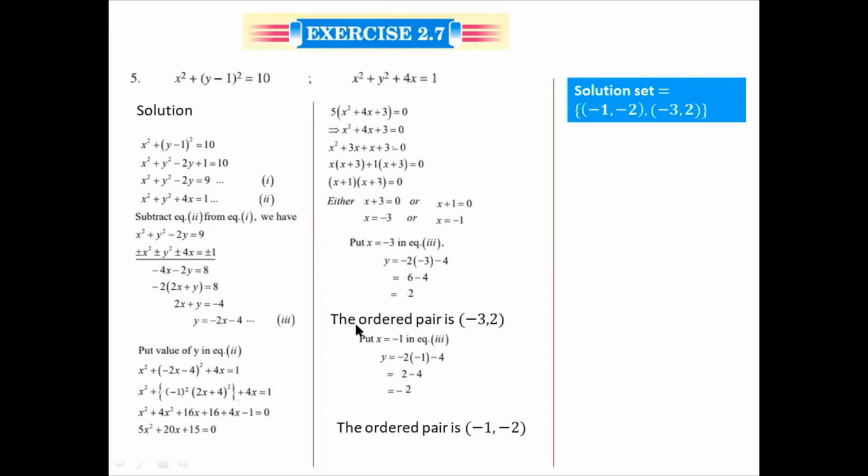So the first ordered pair is (-3, 2). Now we have another solution. Put x is equal to -1 in equation 3. We have y is equal to -2. So the second ordered pair is (-1, -2). So the solution set will be {(-1, -2), (-3, 2)}.